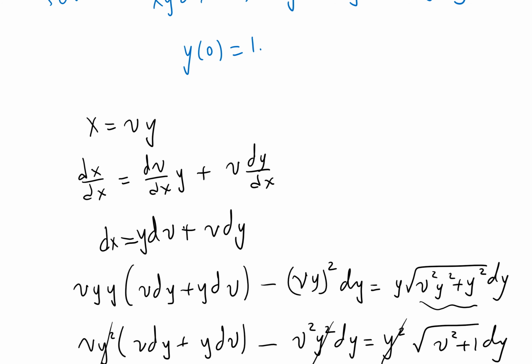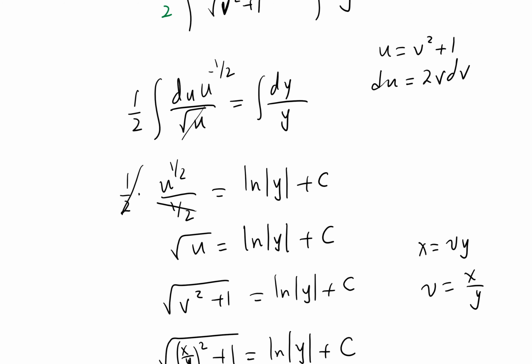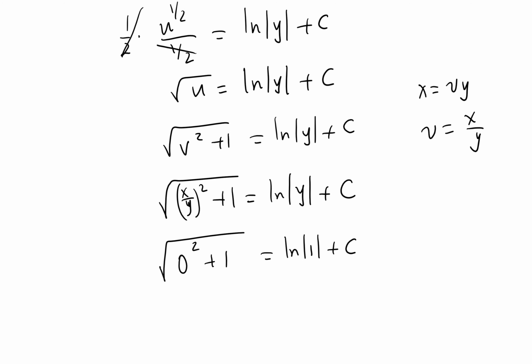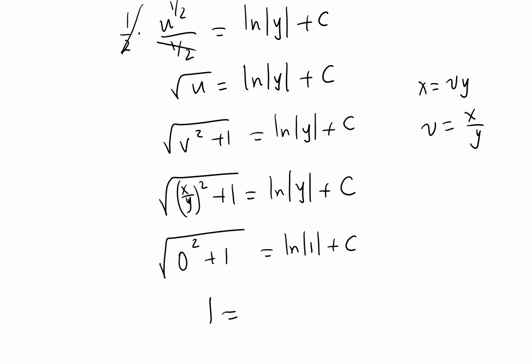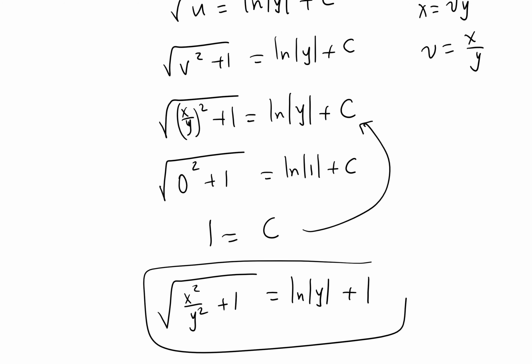The initial condition was y of 0 is 1, meaning when x is 0, y is 1. That gives us 1 equals natural log of 1, which is 0, plus c. Then you substitute the c back in. That gives us the square root of x squared over y squared plus 1 equals natural log of absolute value of y plus 1. We can leave it like that.